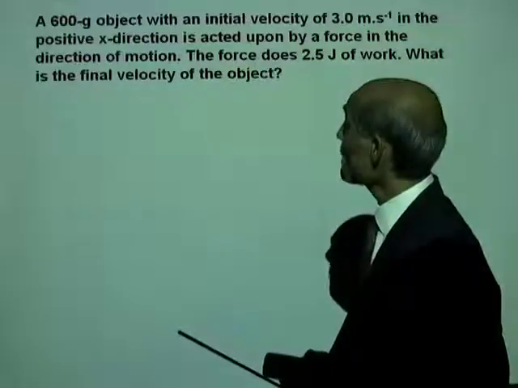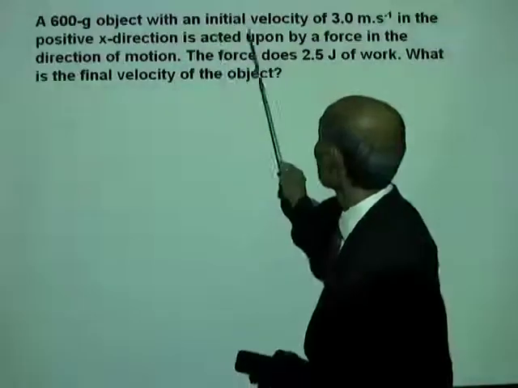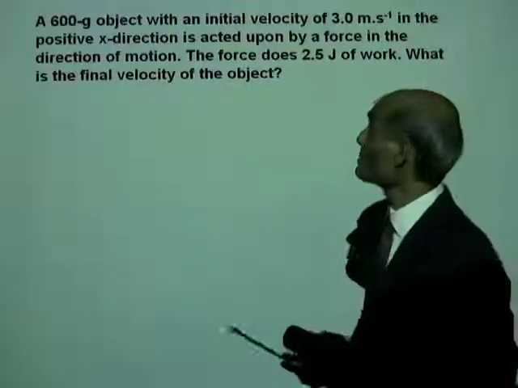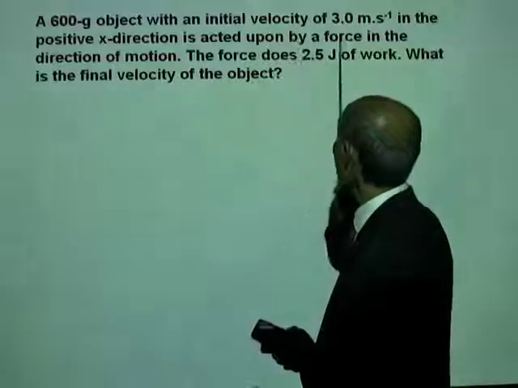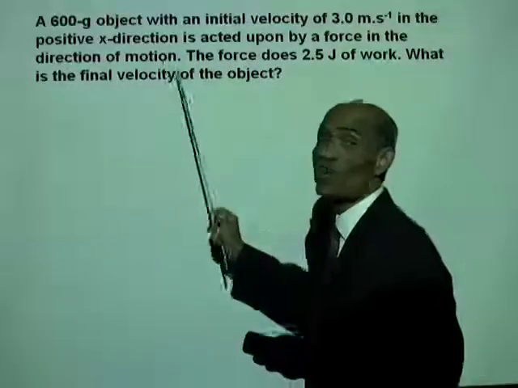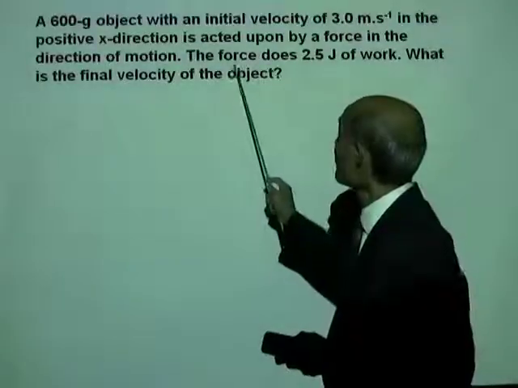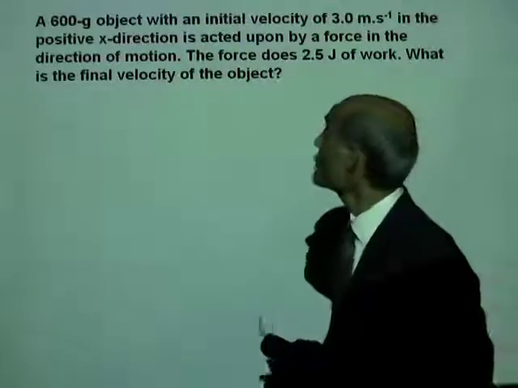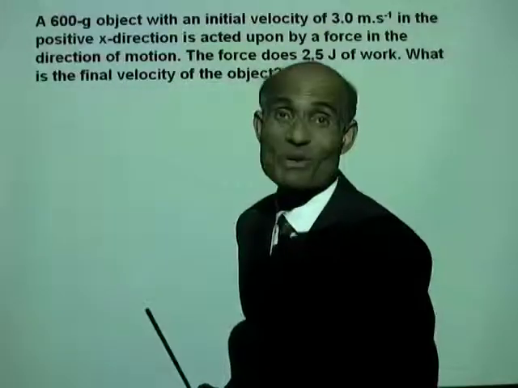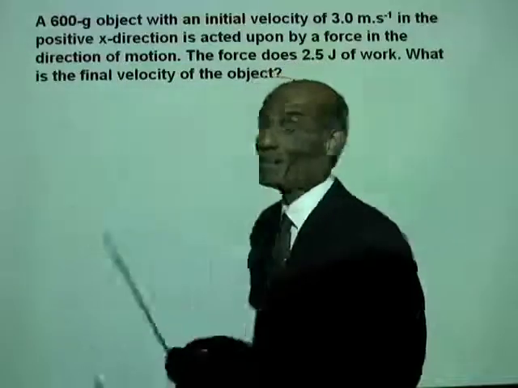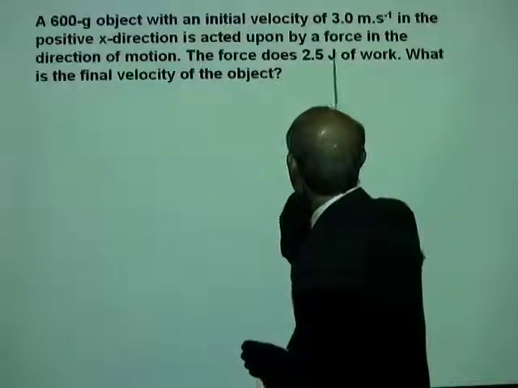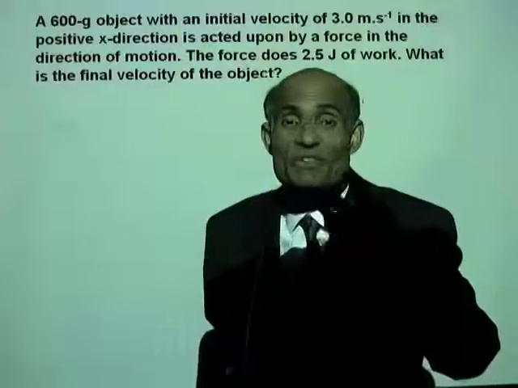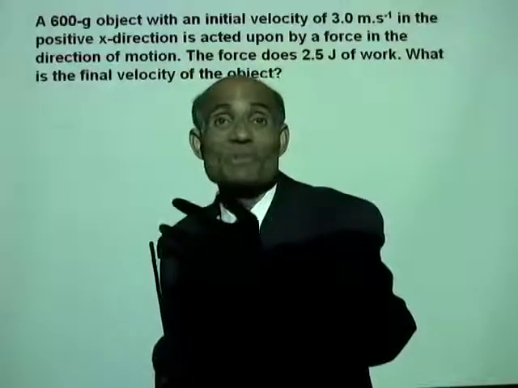A 600-gram object with an initial velocity of 3 meters per second in the positive x direction is acted upon by a force in the direction of motion. The force does 2.5 joules of work. What is the final velocity of the object? Well, the force does 2.5 joules of work. What does that 2.5 joules equal to?